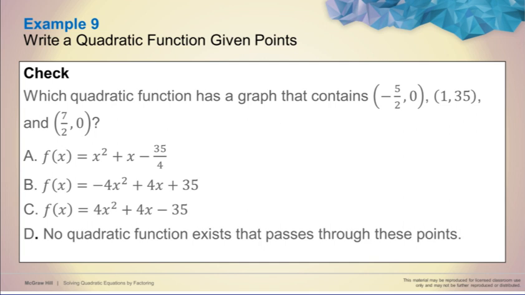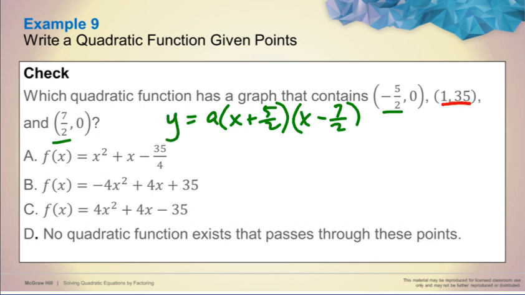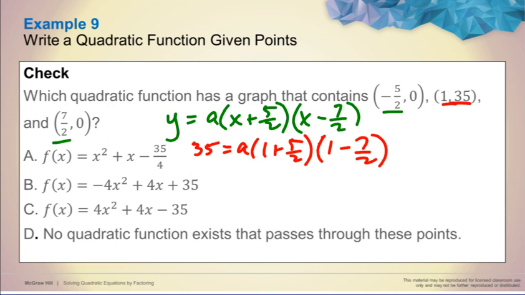And our last one, which quadratic function has a graph that contains these points? So I find my zeros. So that means I have x plus 5/2 times x minus 7/2. Use this point. So I have 35 equaling a times 1 plus 5/2 times 1 minus 7/2. On my calculator, 1 plus 5/2 equals 3.5. Multiply that by 1 minus 7 halves. Gives me a total of negative 8.75, which as a fraction would be negative 35 fourths.